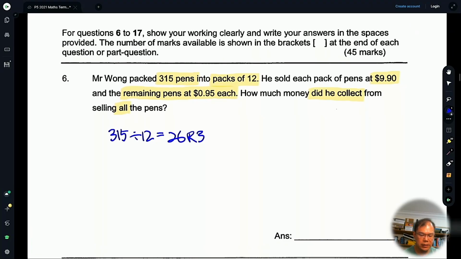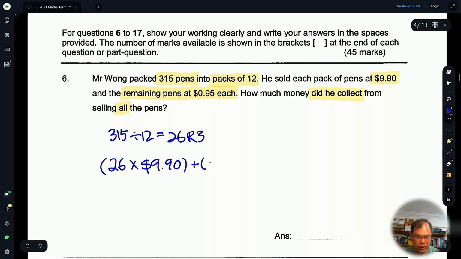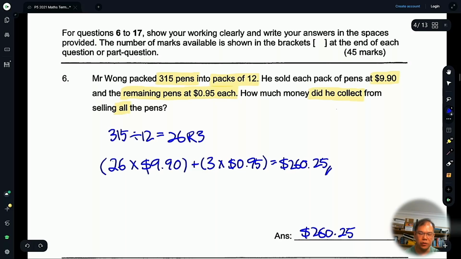So in this case, each pack of pens is sold at $9.90. So 26 packs of 12, each pack is sold for $9.90, right? And the remaining pens, which is 3, are sold for 95 cents each. So if you key this in your calculator, you will get $260.25. So for questions with 3 marks and above, if units are not given, you will have to put your own units.